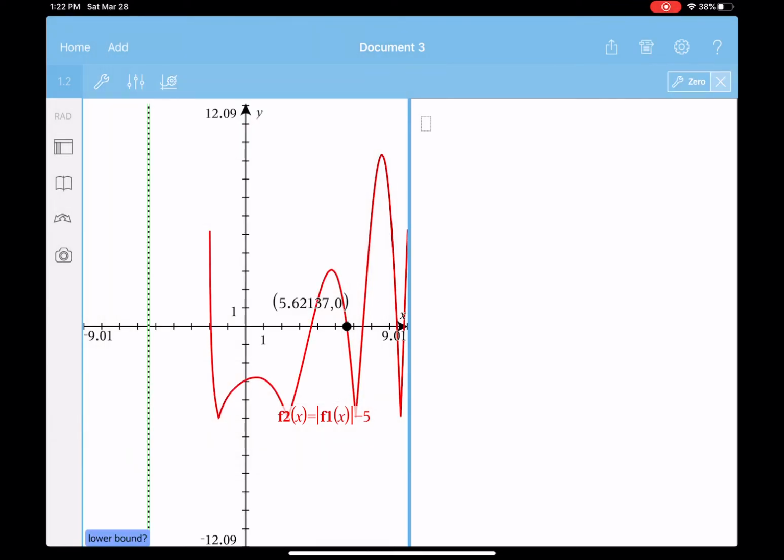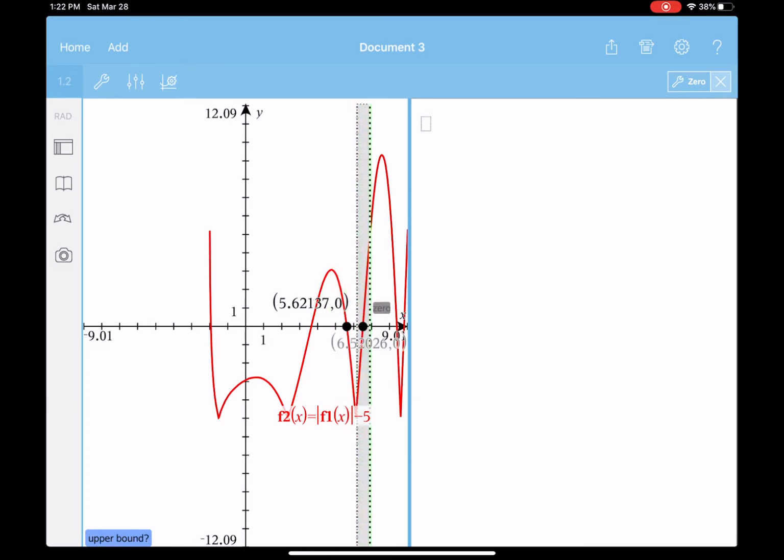0. There we go. And then move the lower bound. So that one was 5, 6. So here it looks like we have another one somewhere around 6 or 7. Yeah. Okay. So the other one is at 6.520.